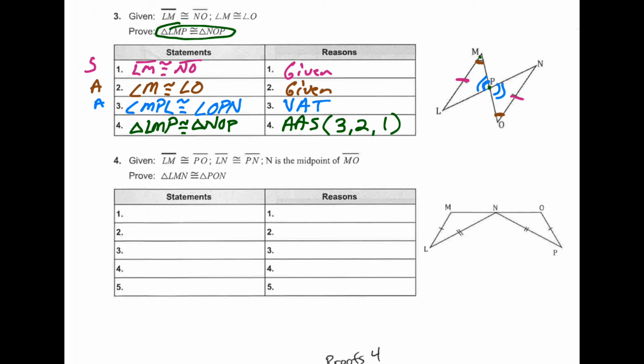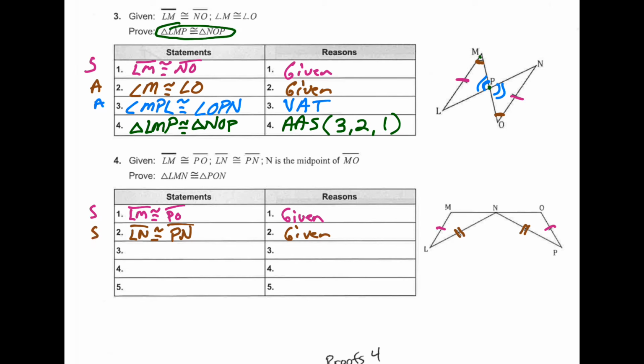All right, and step number 4. All right, so we have LM is congruent to segment PO. So we have these two segments congruent here. That is given. That's a pair of segments. My next thing is I know that LN segment is congruent to segment PN. And that's also going to be given to us.